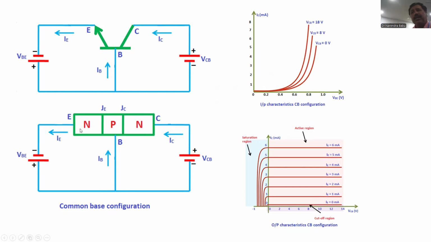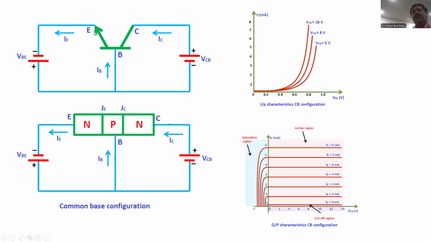So, when you operate in the active region, the input is forward bias. That means the negative is connected to negative, and positive is connected to positive. This is forward bias. Coming to the output, the negative is connected to positive and positive is connected to negative. So that is the output. Okay, so this is how the common base configuration circuit goes.